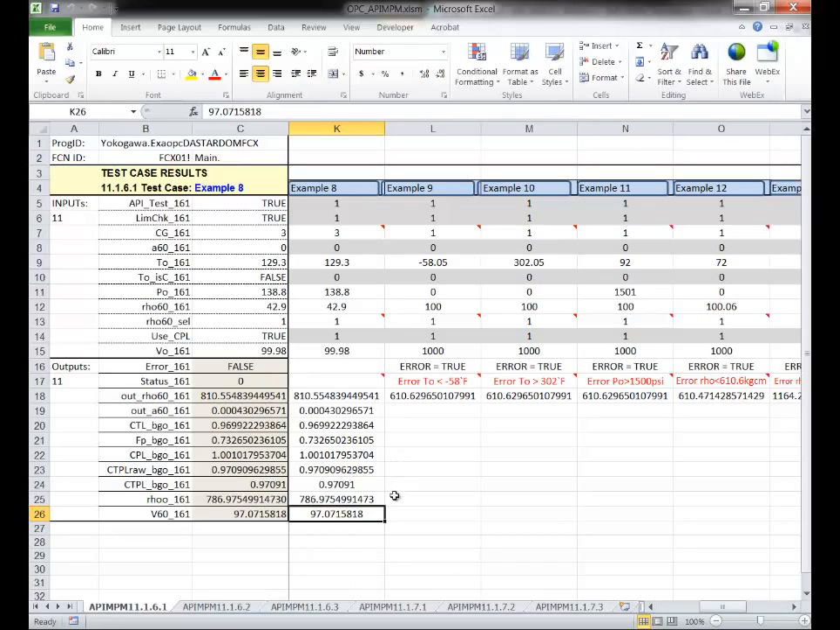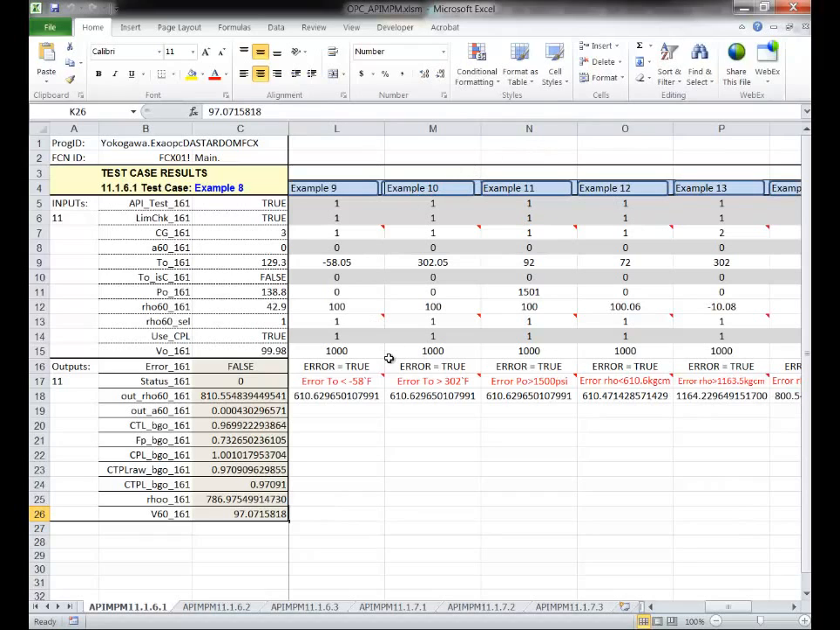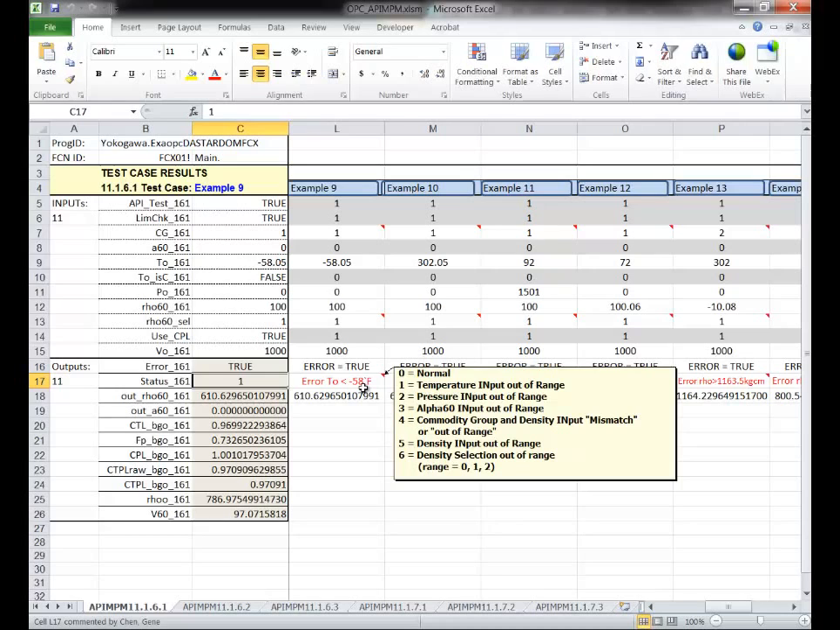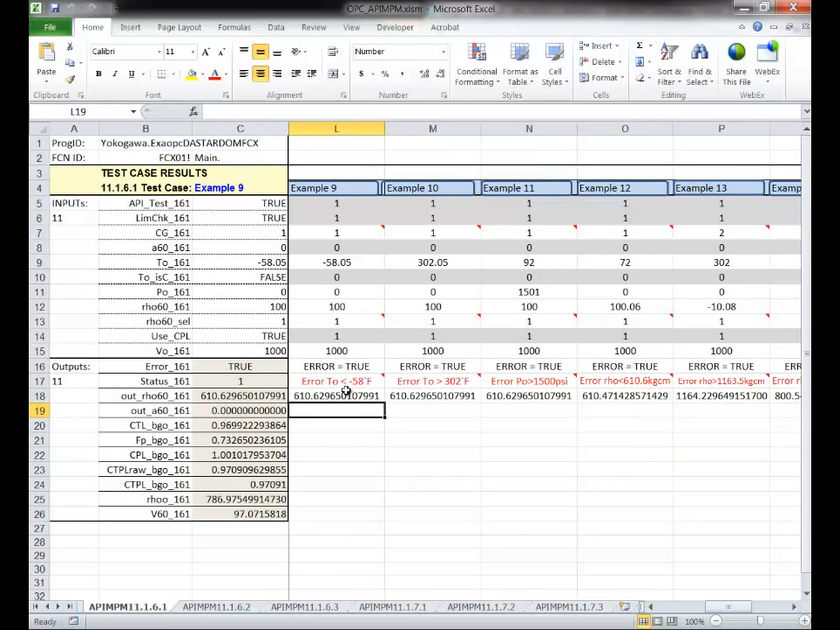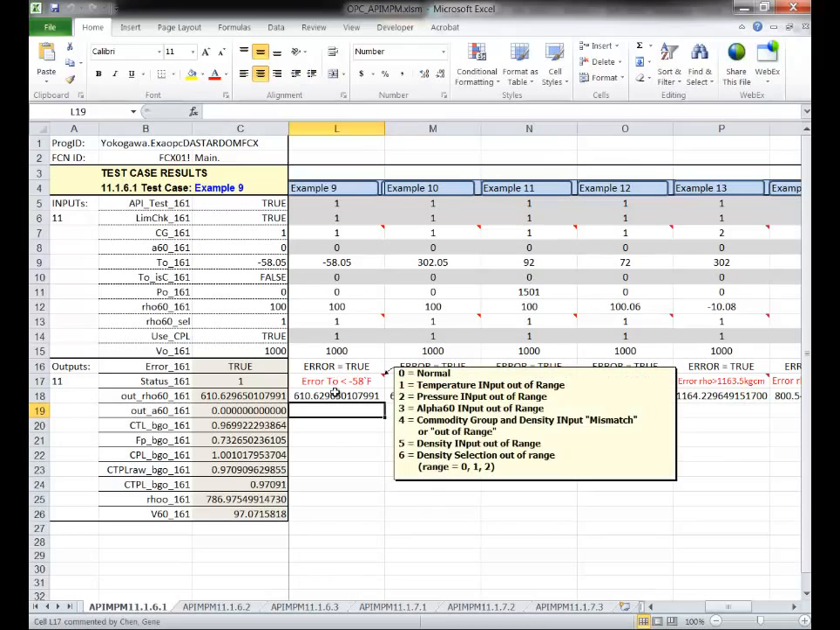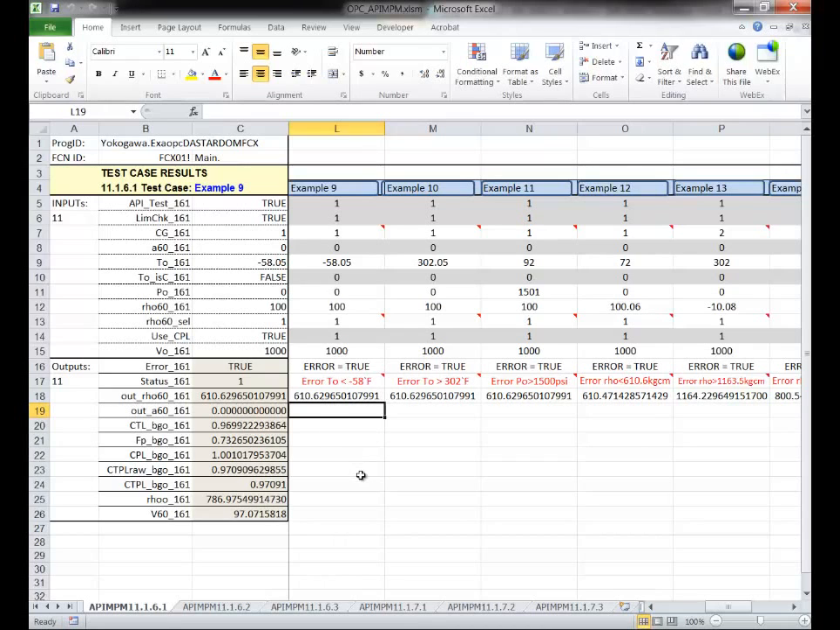After the 8th example, the other ones are checking to see if we range checked some of the values properly. So they're not actually calculating all the way out all the output values because there's a problem. According to the API MPMS standard example, there's supposed to be a problem and we're supposed to catch that in the algorithm. If I do example 9 and push that button, there it is. There's an error. It went true, and it throws a status code of 1. Status code of 1 says temperature input is out of range. And if I look in the standard, it says just that: the input temperature, observed temperature, is less than minus 58 degrees Fahrenheit, which is true in this case.